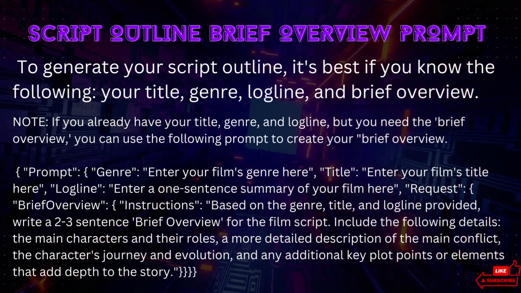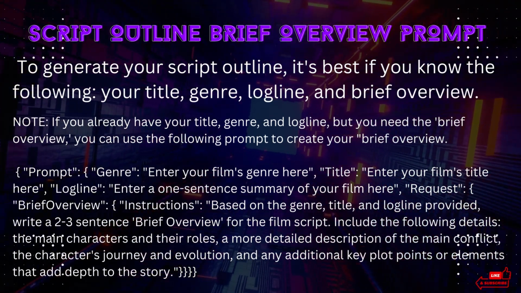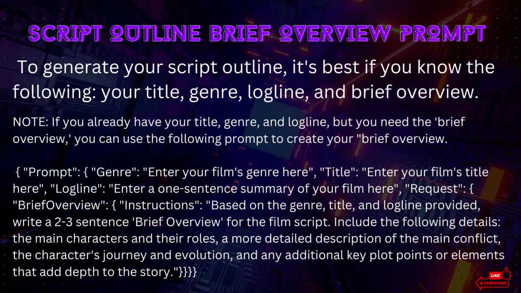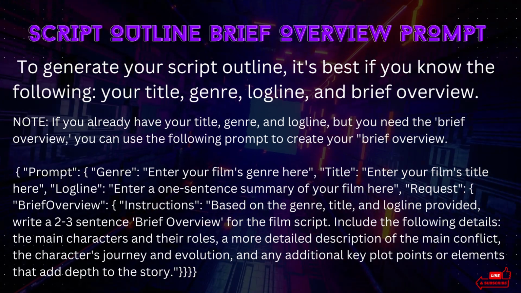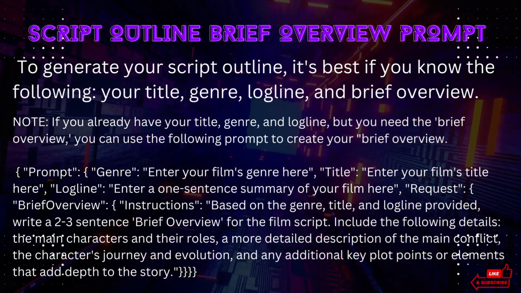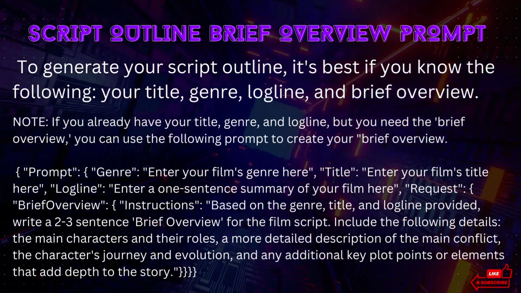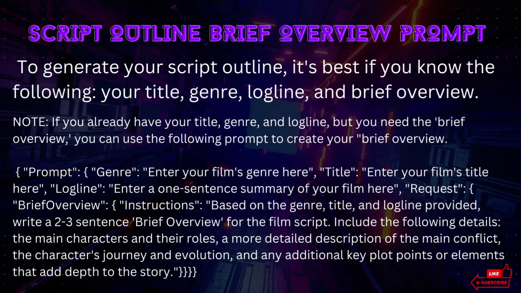The first part of the prompt states prompt, and then you see genre in between some quotation marks. Right next to that, it says enter your film's genre here. That is where you would enter your genre or genre and subgenre. You would also enter your title. You could enter your logline, which would be your 1 to 2 sentence summary of the film.